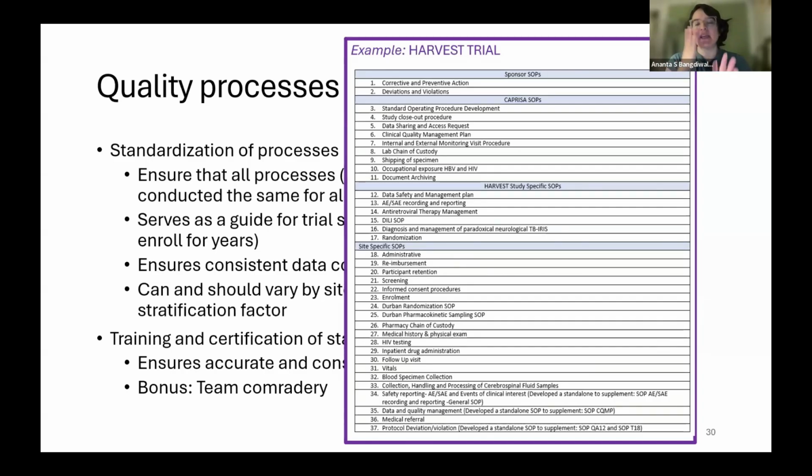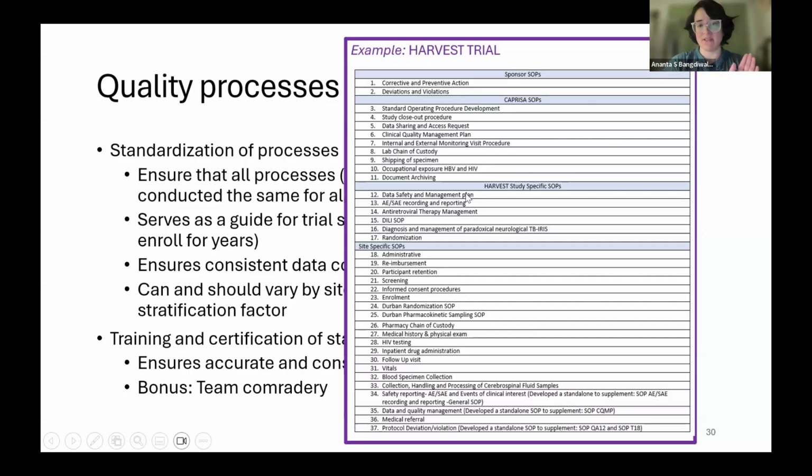So this is an example, like I just said, in the Harvest trial, we had a Ugandan site, a South Africa site, and 2 sites in Indonesia, and each of those sites operates differently. And so this is an example of all of the standard operating procedures, the SOPs, for the South Africa site. They had some SOPs from the sponsor. They had some SOPs that were study-wide, right?